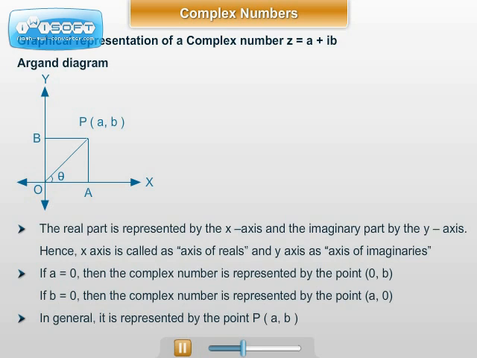In geometrical representation of a complex number, the real part is represented on the x-axis and the imaginary part is represented on the y-axis. Hence, the x and y-axis are respectively called the axis of reals and the axis of imaginaries. The figure representing a complex number a + ib by means of the point (a, b) in a plane with reference to the axis of reals and the axis of imaginaries is called Argand diagram.